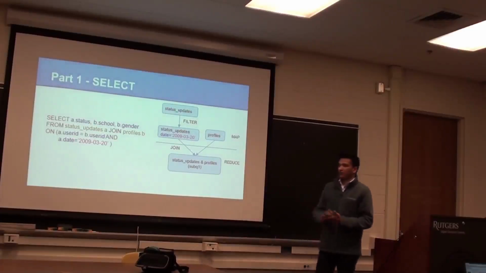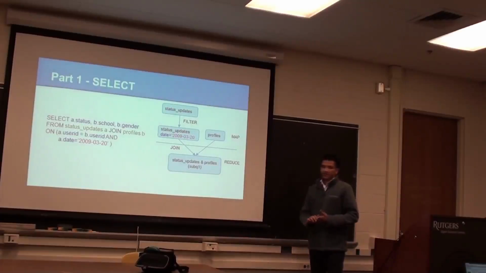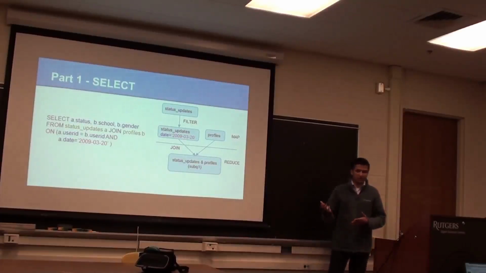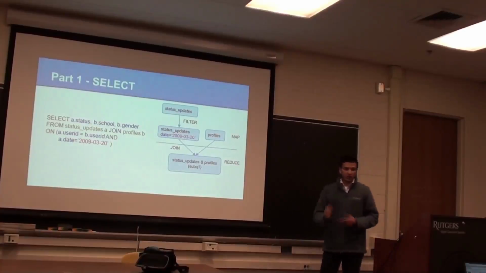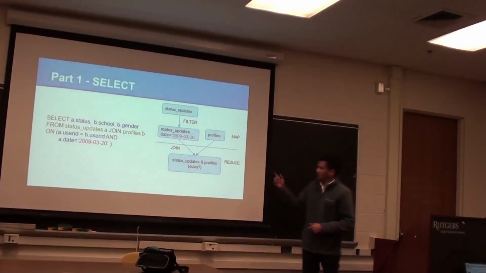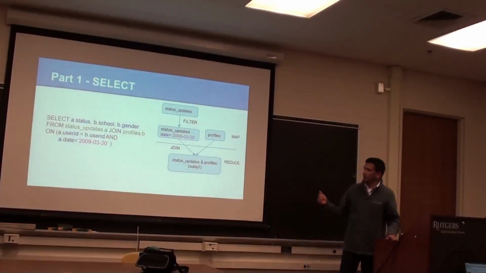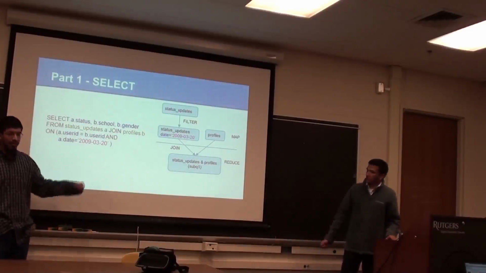This is done using the compiler, which is like a standard compiler, which has a parser, query optimizer, logical query analyzer, and physical query generator. That's how it translates into MapReduce jobs. So does anyone have any questions about this?